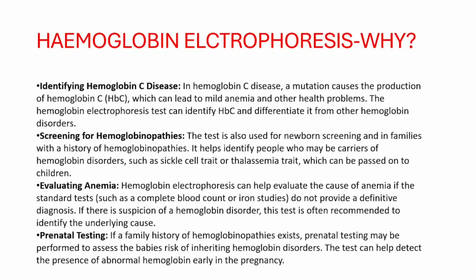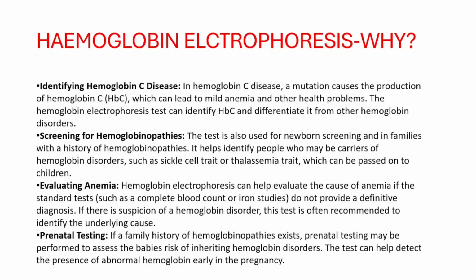Next, screening for hemoglobinopathies. HB electrophoresis is used for newborn screening and in families with a history of hemoglobinopathies. It helps to identify people who may be carriers of hemoglobin disorders. If one of the parents is a carrier, it can be transmitted to children.